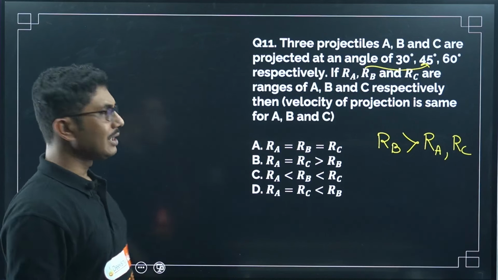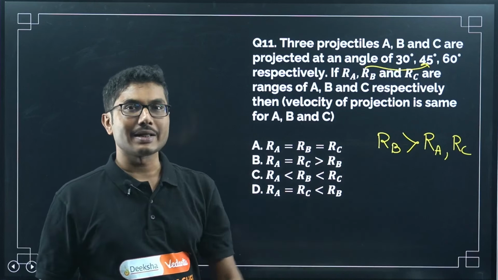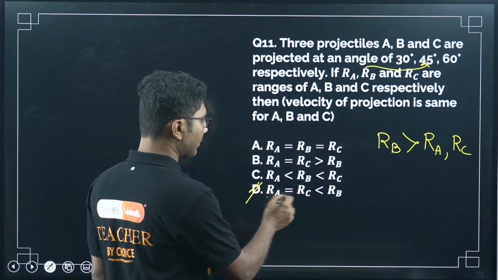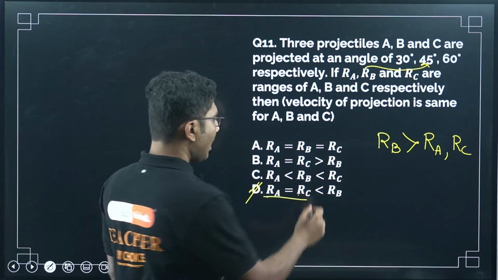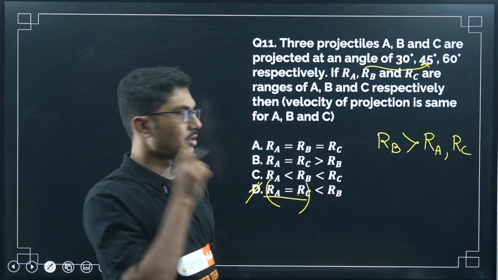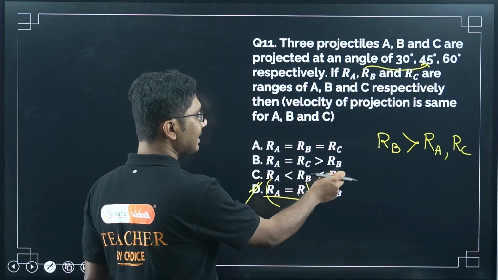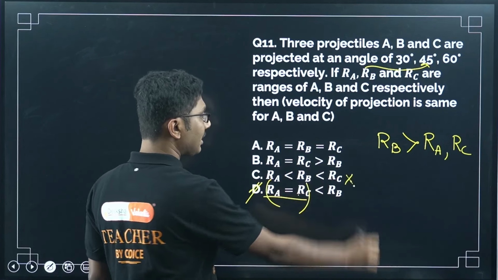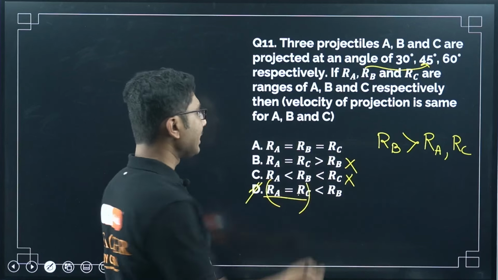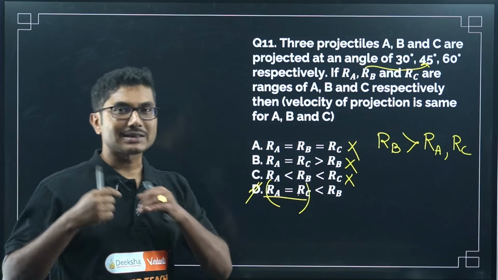So only in one case is RB greater than both of them, and that case is option D. If you see RA equals to RC, that is possible, but only in this case both of them are less than RB. But in this case RC is greater than RB. That is not possible. In this case both of them are greater than RB. That is also not possible. In this case all of them are equal to RB. That is also not possible. RB has to have the maximum value.